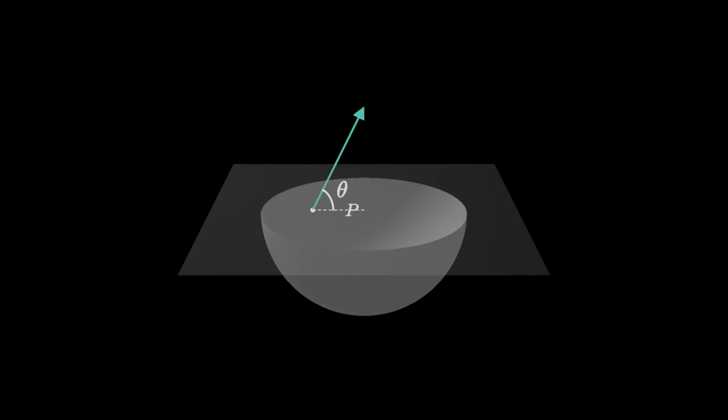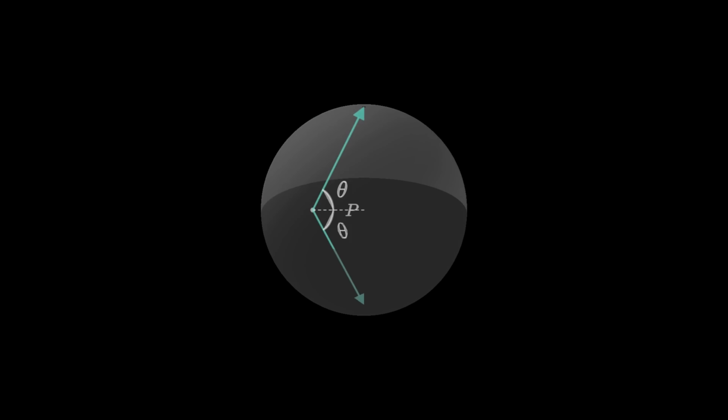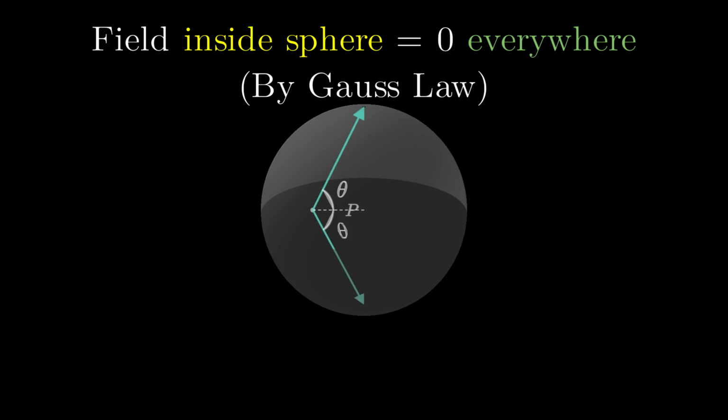Let's assume some general direction of field at P. If we make a copy of this arrangement and flip it upside down, we will have a hollow sphere with point P inside it, and the field at P somewhat like this. It's kind of like a mirror image of the original hemisphere. But the field inside a hollow sphere is zero everywhere, meaning at P as well.